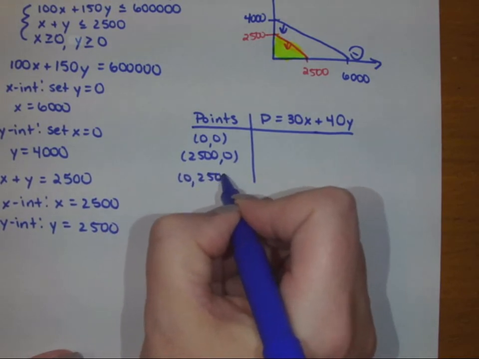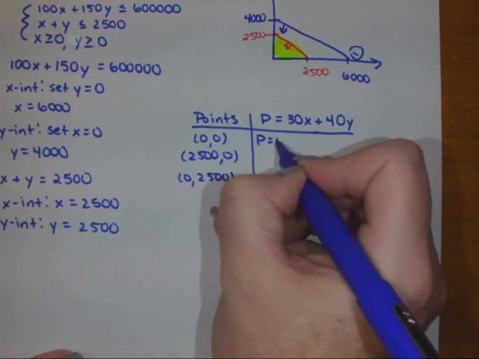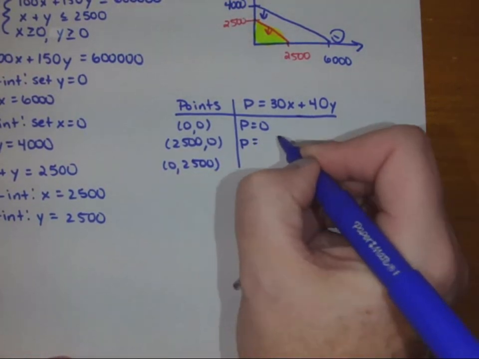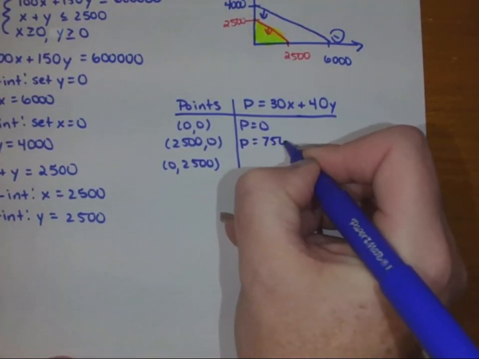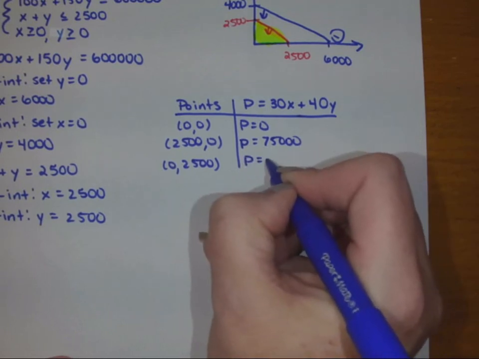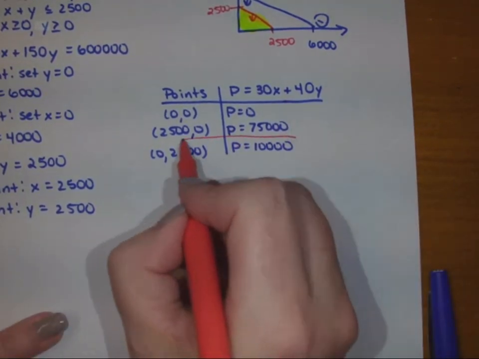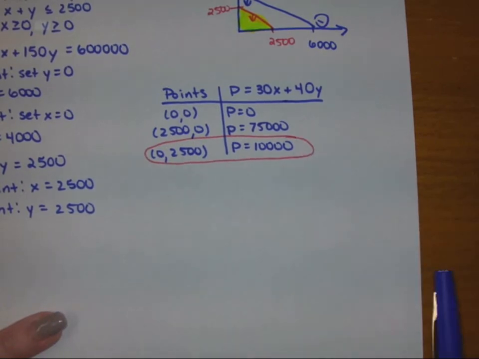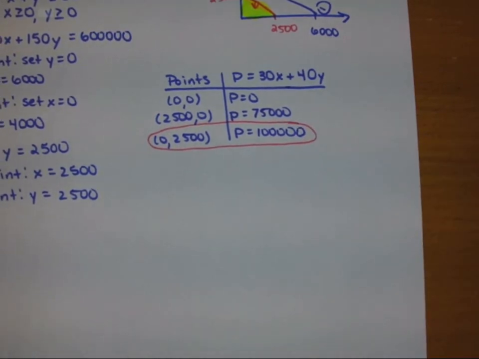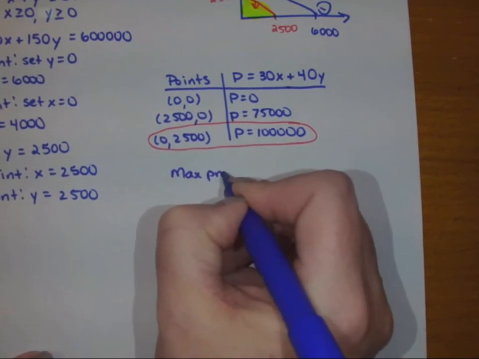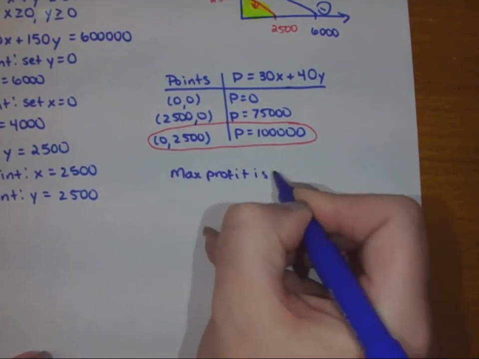So you have the point 0, 0, you have the point 2,500, comma 0, and you have the point 0, 2,500. So here, this is going to give us a profit of 0. Nothing interesting going on there. This is going to give us a profit of 75,000 if you plug in all the values. And this is going to give us a profit of 100,000. This is the max, right? So the max profit is 100,000.